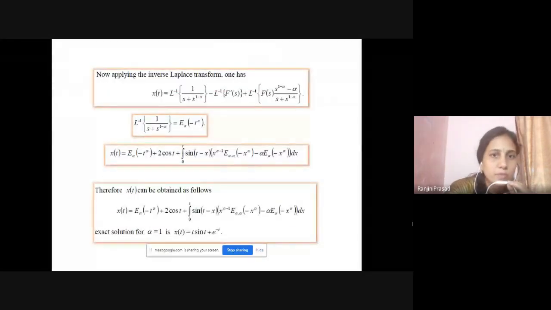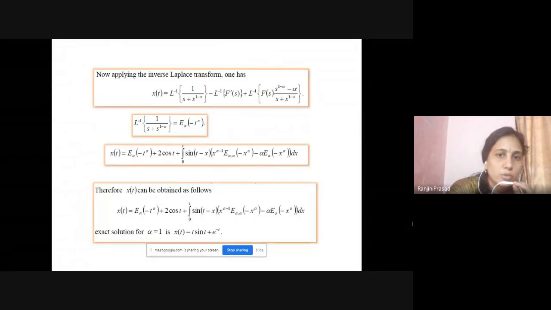So x of t is L inverse of this. If you know the value of L inverse of 1 by s plus s power 1 minus alpha, which is E alpha, that is also a Mittag-Leffler function, you can substitute there. So x of t is given using the Laplace transform. If alpha equal to 1, you will get x of t equal to t sin t plus e power minus t.